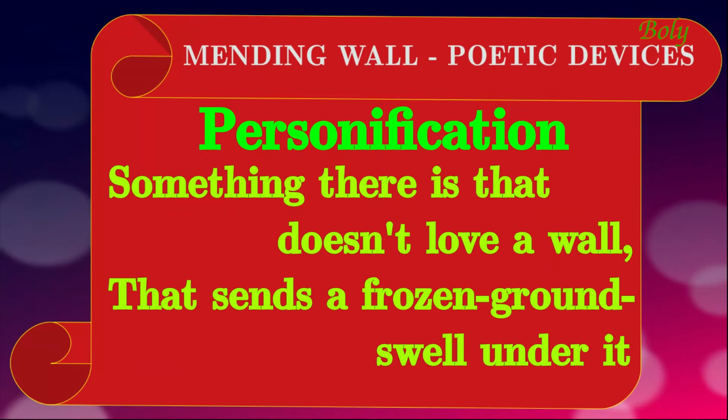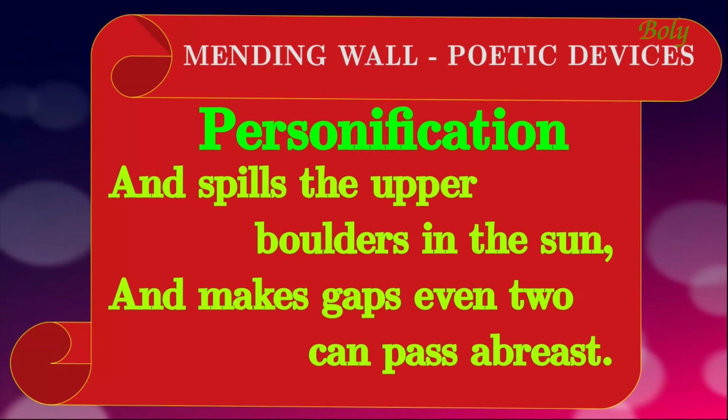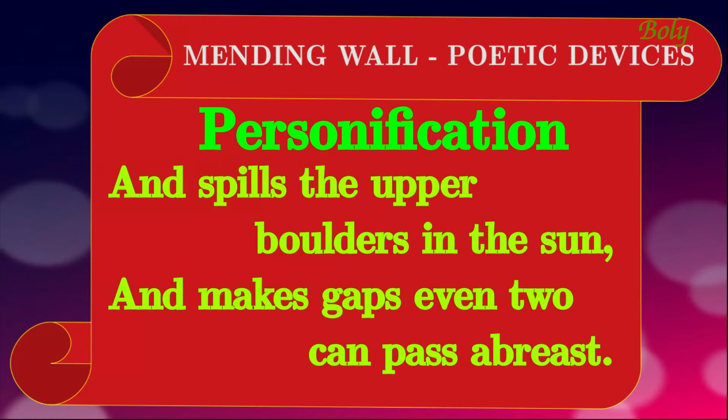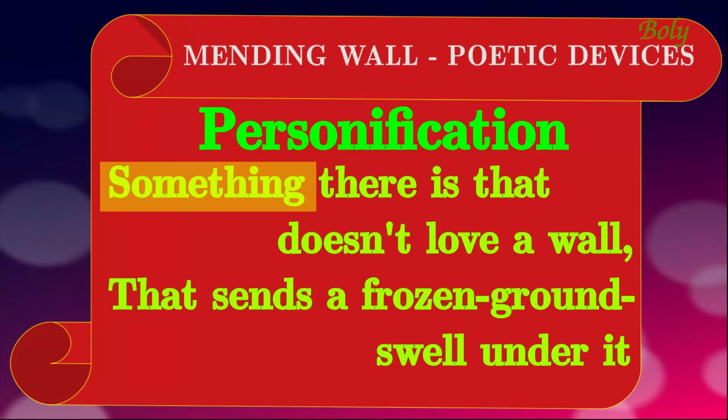something there is that doesn't love a wall, that sends a frozen groundswell under it, and spills the upper boulders in the sun, and makes gaps even two can pass abreast. Here, something is considered as a person that doesn't love a wall and that sends, spills and makes gaps. So here the word something is personified, and so personification is the figure of speech in that line.